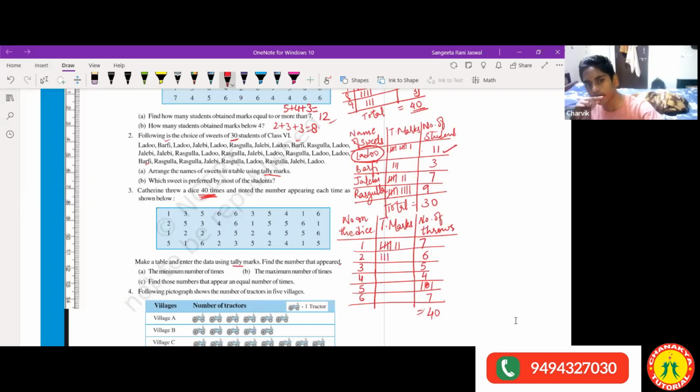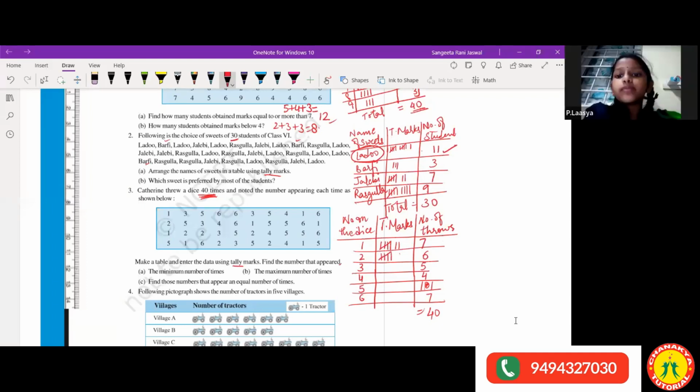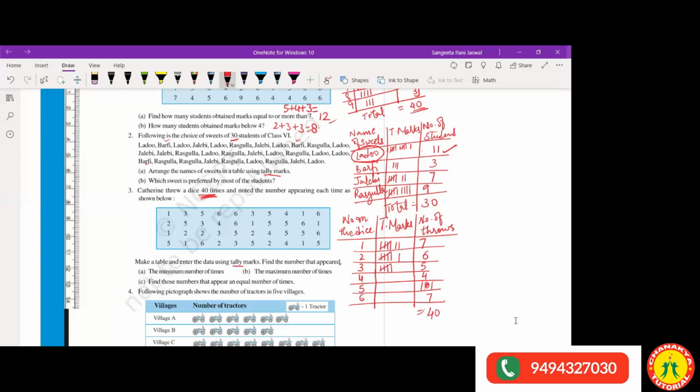Ma'am, it's 40. Yes, it's correct. All are correct? Yes, ma'am. Very nice, because 10 plus 7 is equal to 14 and then 6. Please write the tally forms of these numbers in the tally column.